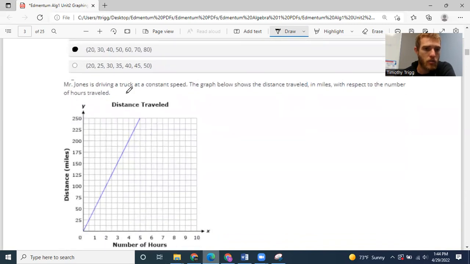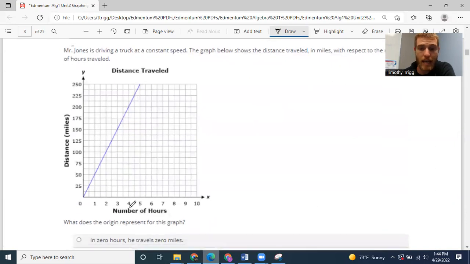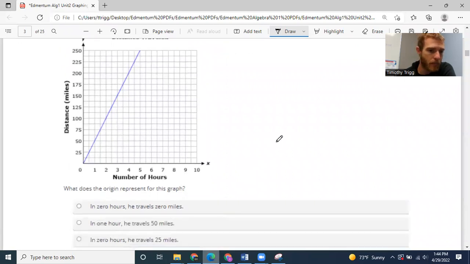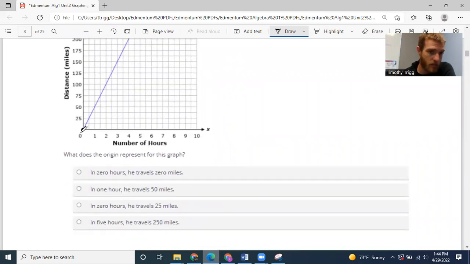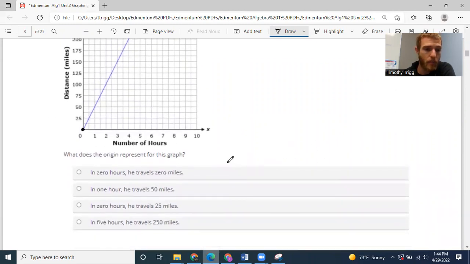Okay, Mr. Jones is driving a truck at a constant speed. The graph below shows the distance traveled in miles with respect to the number of hours traveled. So again, time is our independent variable. That's very common. Dependent variable, in this case, distance. What does the origin represent on this graph? The origin is always 0, 0 when you're looking at x and y axis. In 0 hours, he travels 0 miles. Yep.